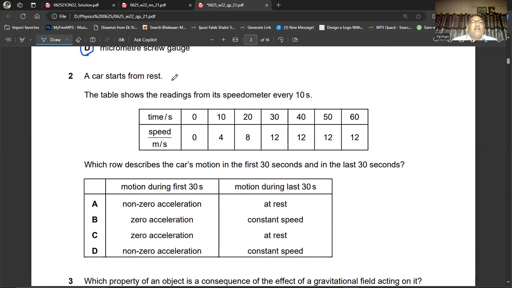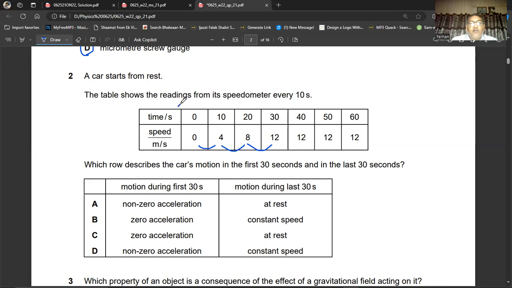A car starts from rest. The table shows the readings from its speedometer every 10 seconds. Okay, so here we have an increment of 10 seconds each time. Now here the speed has increased by 4, here the speed has increased by 4, and here the speed has increased by 4. Here the speed has not increased, here it has not increased, and here it has not increased.